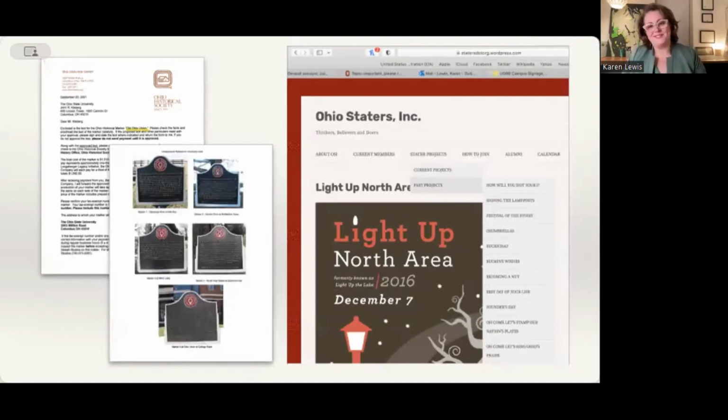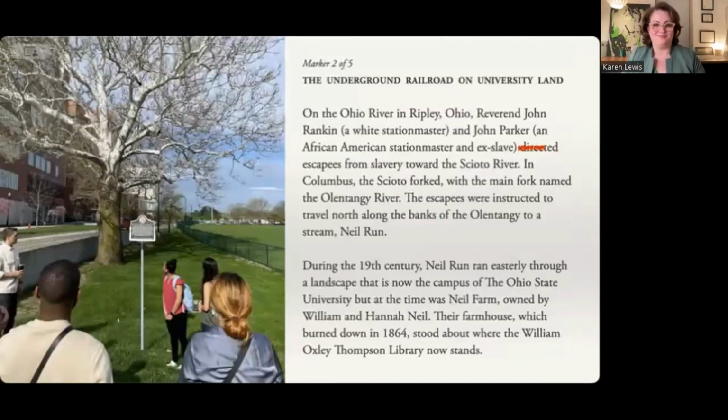And the only record of the signs within the university archives that I have found is an email attachment containing an invoice for their installation.